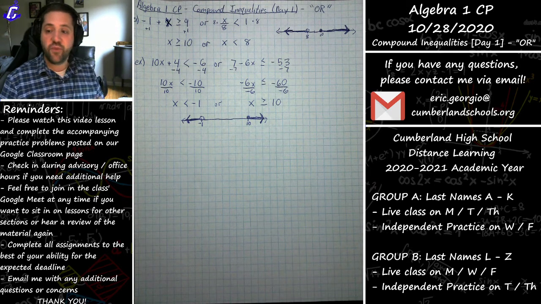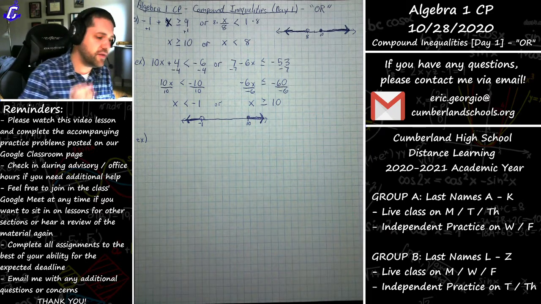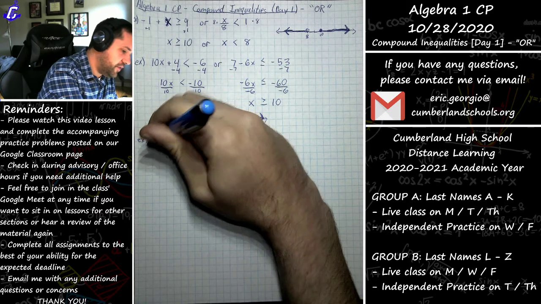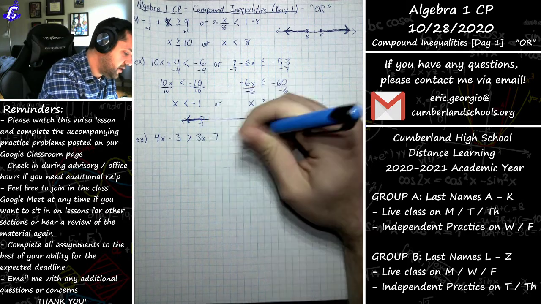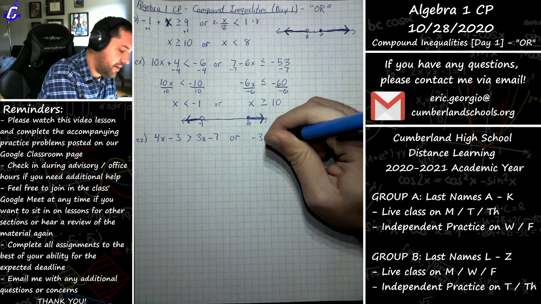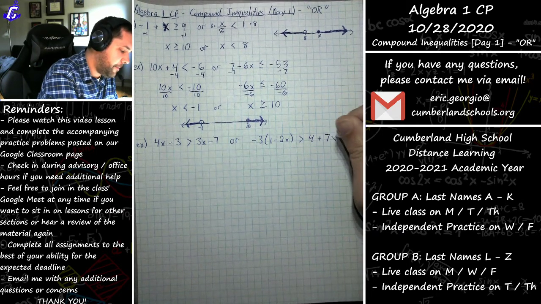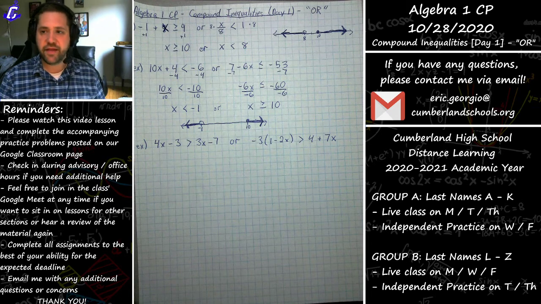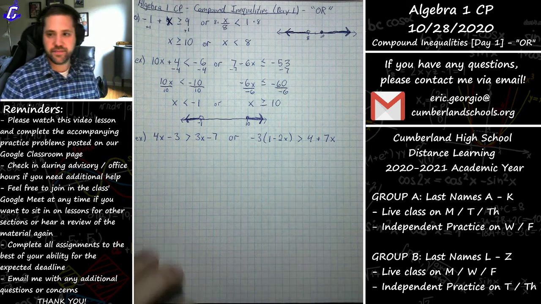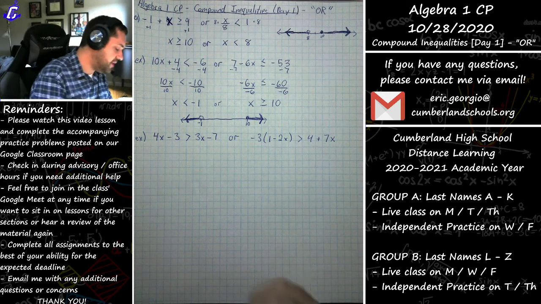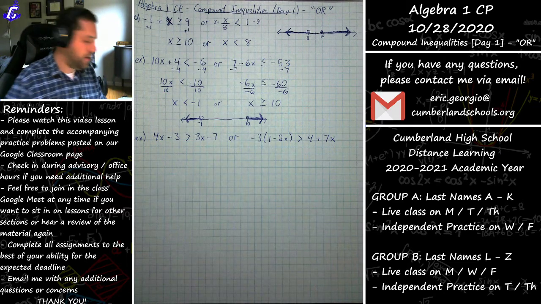All right, let's see one more that works itself out that same way. If I have, we'll use some variables on both sides this time. Should be a nice review. 4x minus 3 is greater than 3x minus 7, or negative 3 times 1 minus 2x is greater than 4 plus 7x. Okay? Let's try to tackle a problem like that. We want to find a value for x that satisfies either this case or this case. So let's just solve both of them separately and then graph them together on a number line. It's almost like we took two inequality problems and just put them together, right?